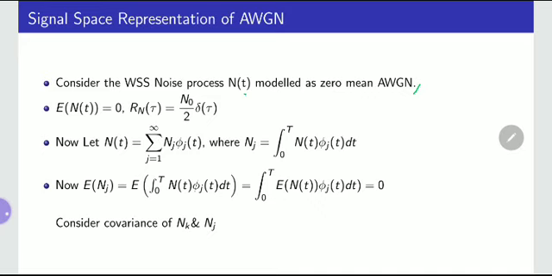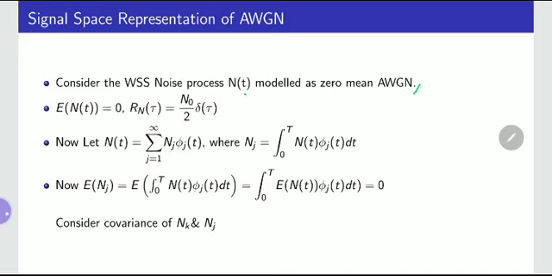And the autocorrelation function Rn of tau, since this is a wide-sense stationary process, depends only on the time difference. We have already seen it. So Rn of tau is N naught by 2 into delta of tau, where delta of tau is the impulse function. Since it is white, the autocorrelation function is an impulse at the origin, and its power spectral density will be constant, extending from 0 to infinity.